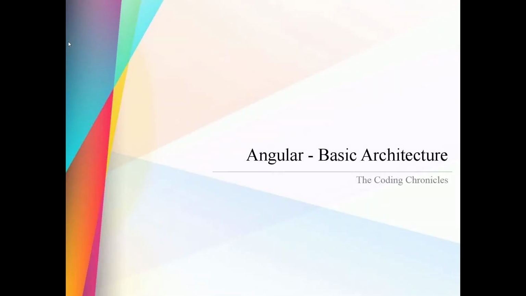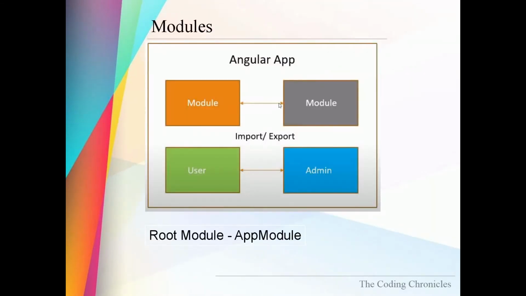Now let's take a look on a high level the architecture and execution flow of any basic Angular applications. Modules are the building blocks in an Angular application. Hence, we can say that Angular is modular in nature. An Angular application is a collection of one or more modules that can be imported or exported. Each module represents a feature area in the application.